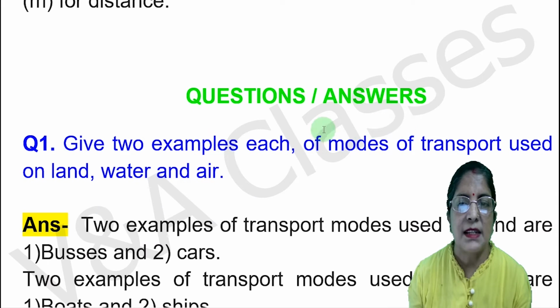Now questions answers. First question, give 2 examples each of modes of transport used on land, water and air. कह रहा है कि इन सबके modes of transport का दो example देना है.